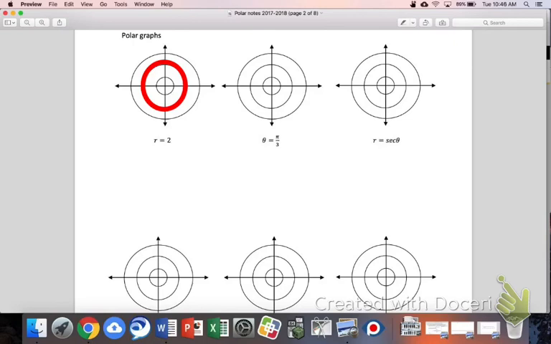Okay, the next one, theta equals pi over 3. This is the exact opposite line of thinking. This is basically saying that the radius, the distance from the origin, could be anything. There's no restriction on that, but the angle must be pi over 3. So if the distance from the origin is whatever you want it to be, the angle is that. What is this describing? It's a line. Yeah, it's a line at an angle of pi over 3.